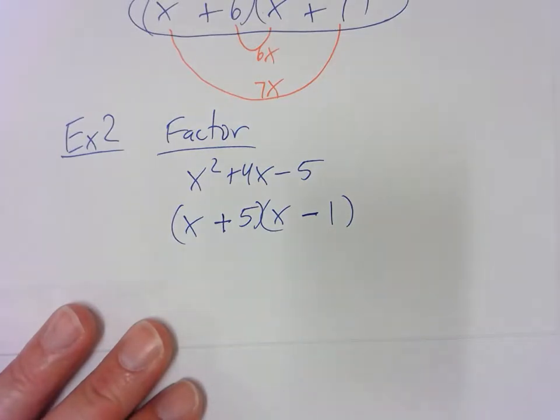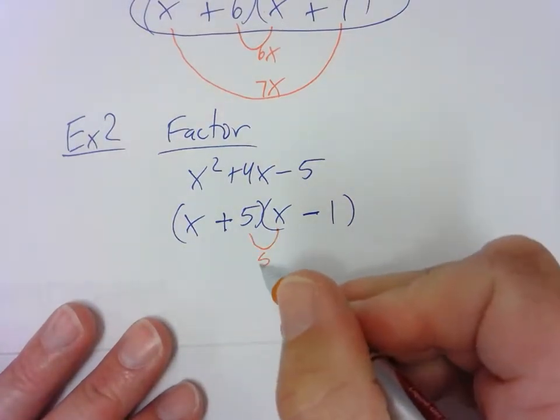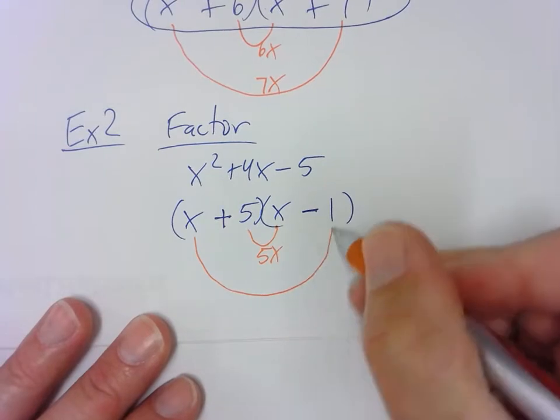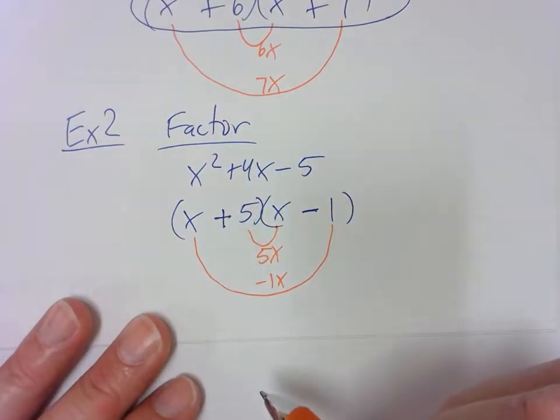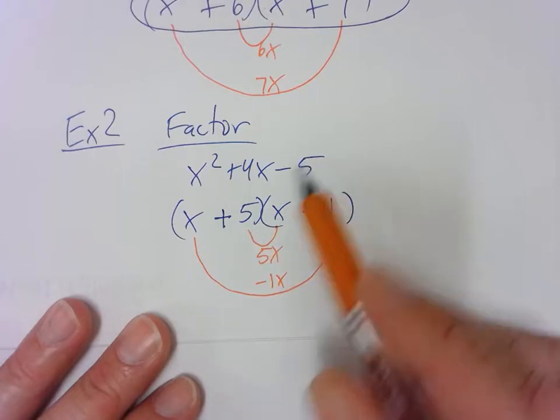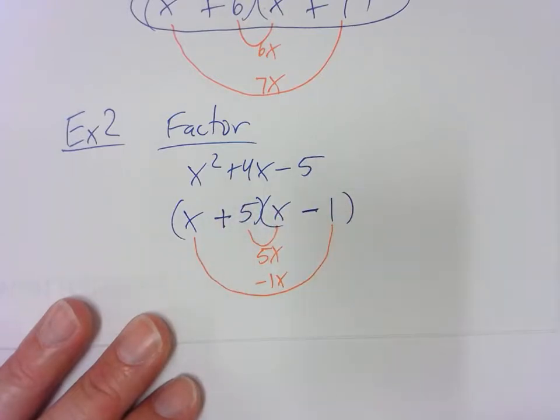So then I can check it with the half donut. So 5x, and then this times this would be negative 1x. 5 and negative 1 make the 4x, and then this times this is this, this times this is that. So that's how this works.